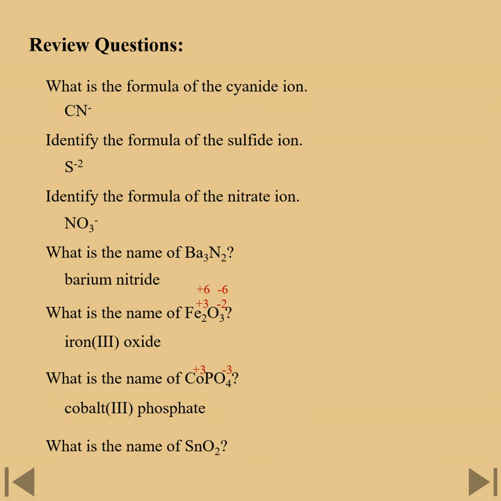Each oxide has an expected charge of -2. 2 -2s is -4, which must be balanced by +4. So tin, Roman numeral 4, oxide. Again, if your metal has a constant charge, it's just the name of that metal, but if it has more than one charge, we have to give that charge as a Roman numeral as part of the metal ion's name.